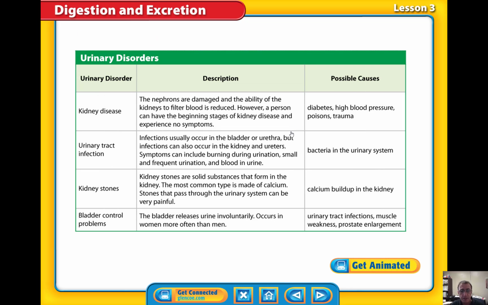All right, this is a big, kind of a large table, and I'm not going to spend the entire time going over this. I'm pretty sure this is in your book as well, so you can look at these, but you should be familiar with the disorder and what happens in that disorder and what the causes are. So we have kidney disease, urinary tract infection, which we mentioned, kidney stones, and bladder control problems. Those are the four disorders. You should be familiar again with what causes them and what happens when you have that disorder.